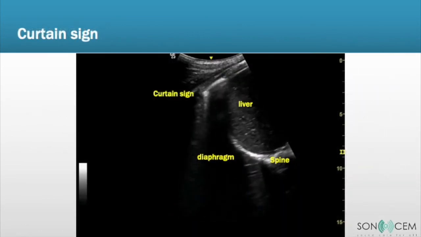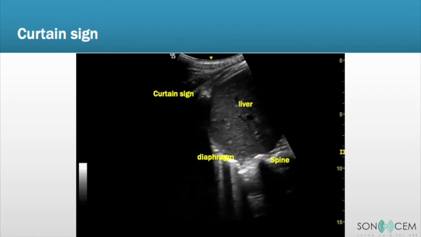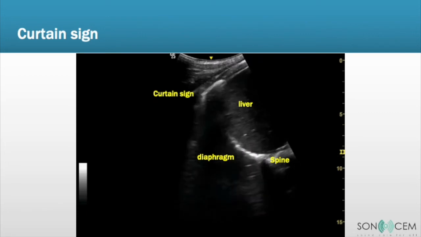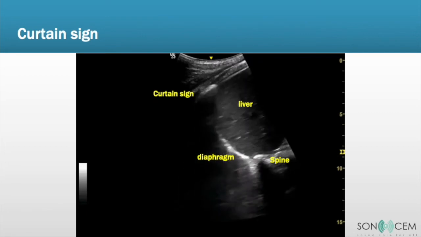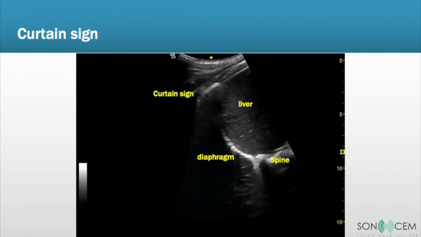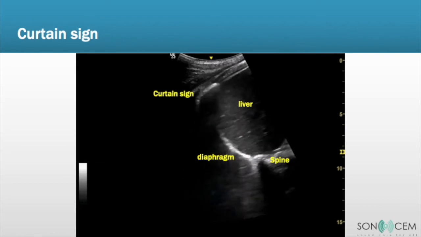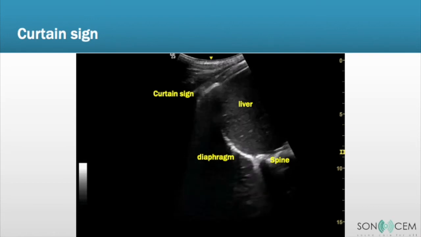This is the image that we should obtain in the extended thoracic view. There is the liver, diaphragm, spine, and in a normal lung, we expect to see a curtain sign. Curtain sign is a sonographic artifact found in lung ultrasound. It is used to describe the appearance of an expanded lung. This is a curtain sign.